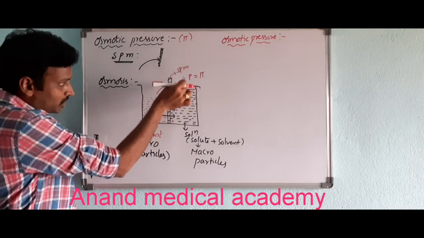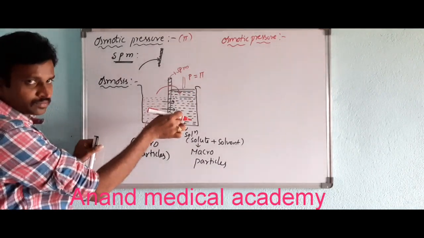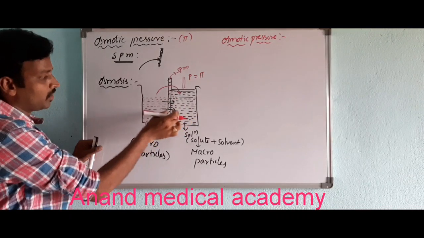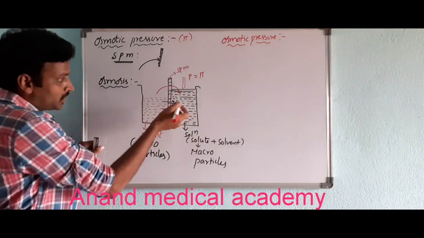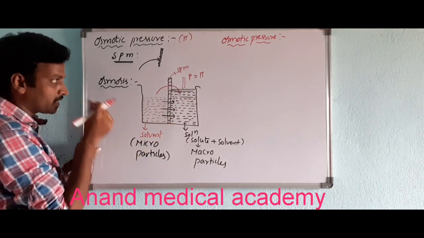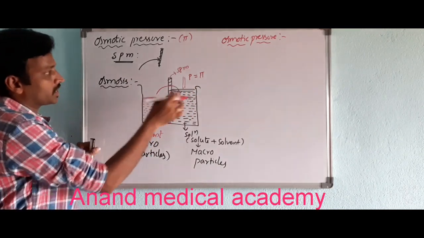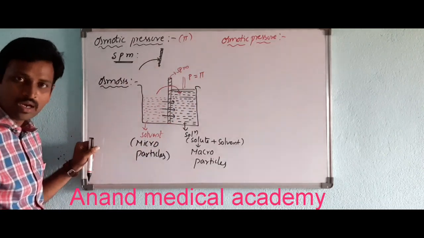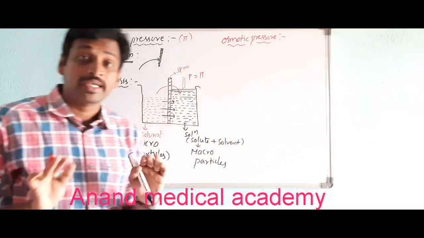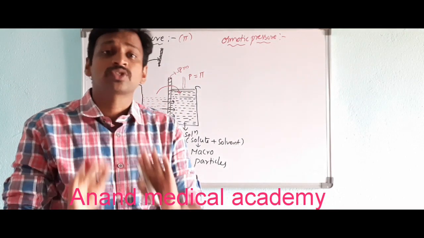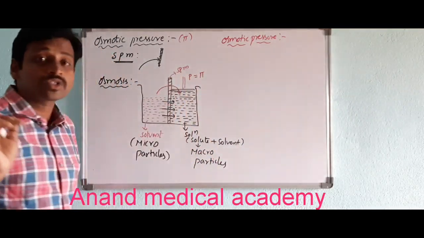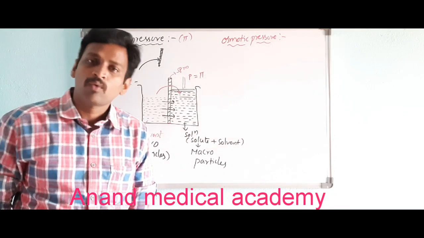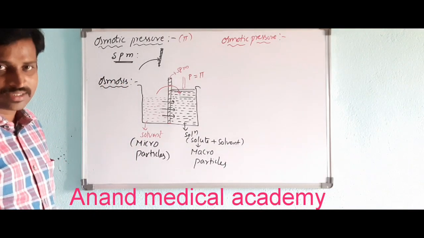When the pressure you are applying equals the flow pressure, the solution becomes almost equally concentrated, and then the flow stops. When both are equal, the osmosis process will stop, and that pressure is called osmotic pressure. What exactly is osmotic pressure? Let's see.